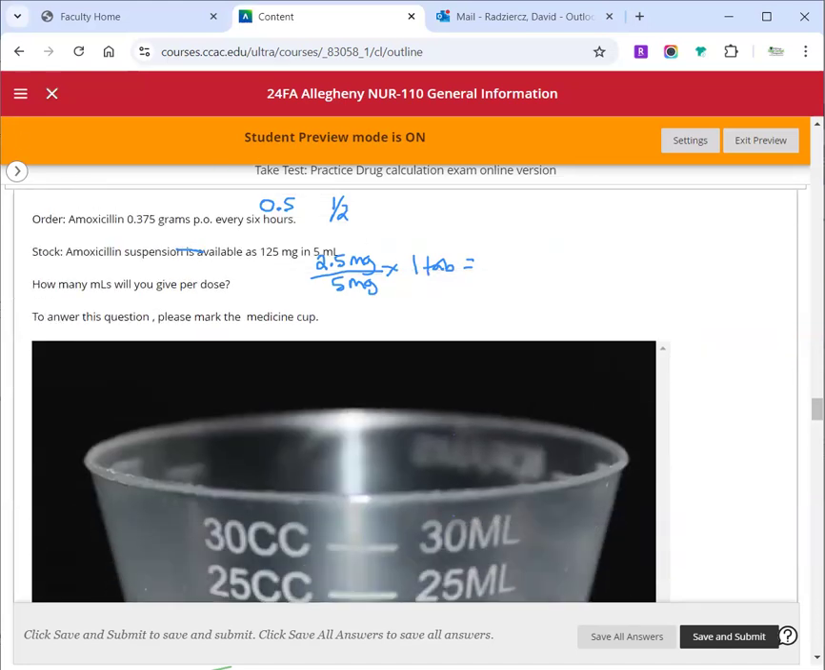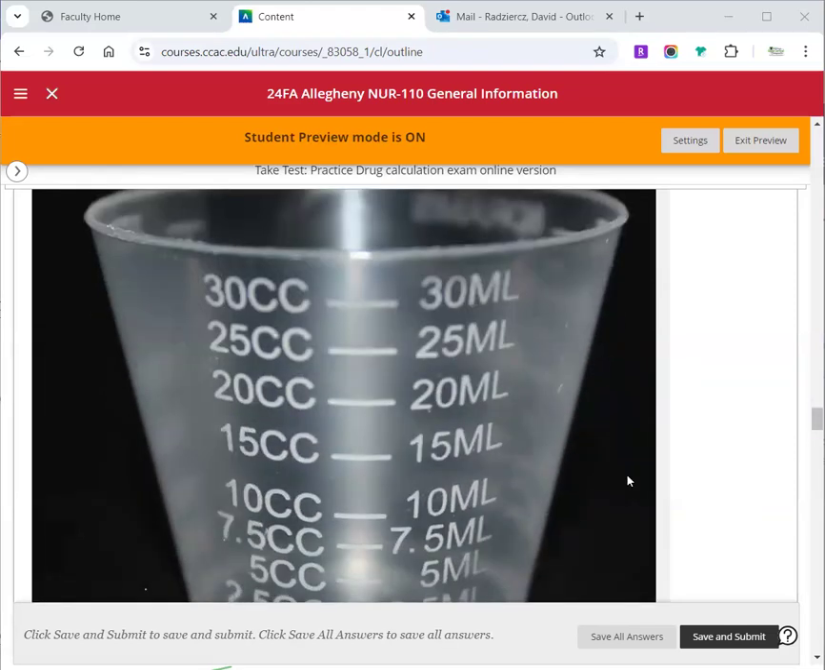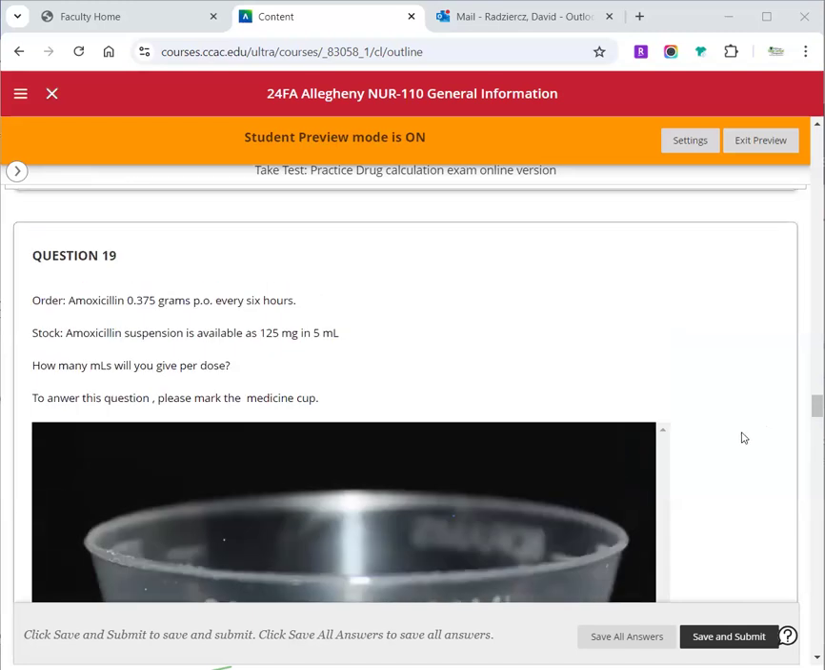All right, here's another cup question. Remember my secret? It's not really a secret, but your answer is going to be on the cup. So if you get an answer and it's not on the cup, go back and redo the problem. Now, this one requires a little bit of a conversion, but you've done this enough that it won't be a problem. It tells you we have 0.375 grams every 6 hours. Available is 125 milligrams in 5 ml. How much will you get per dose?